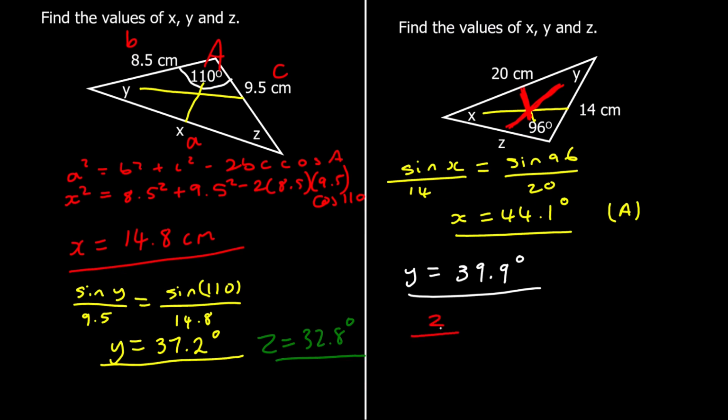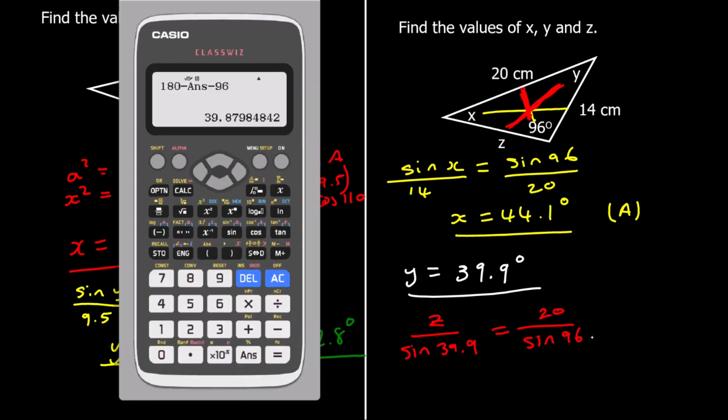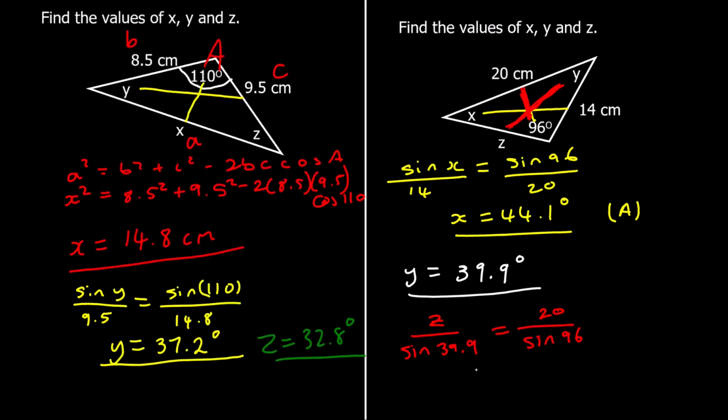So it's going to be z over sine 39.9 equals 20 over sine 96. So times both sides by sine 39.9. So we've got 20 over sine 96 times sine answer, and that's 12.9. So z is 12.9 centimeters.